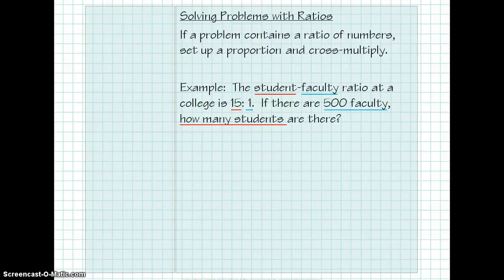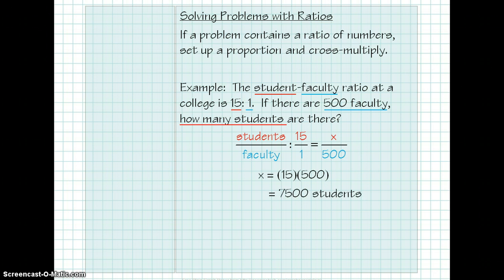It's usually easier, although I guess when you're cross multiplying, it doesn't really matter a whole lot. But I usually like to put my x's on top. Just again, it just looks better to me. But you can work it either way. So students to faculty is 15 to 1, and so 15 over 1 is equal to x over 500. I cross multiply and I get 1x, or just x, is equal to 15 times 500, which is 7,500 students.